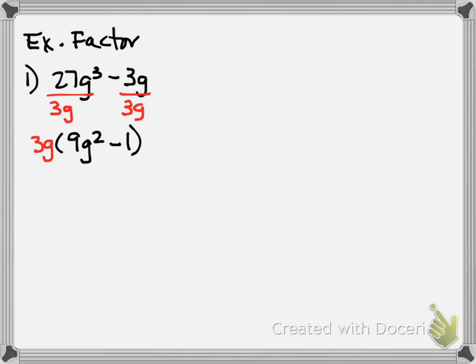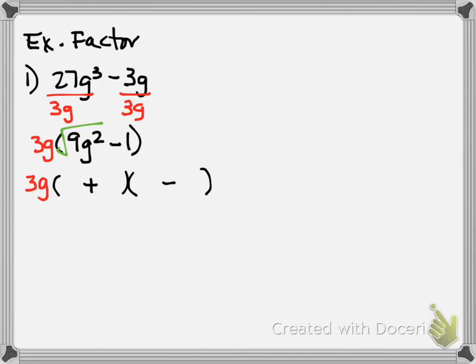So now I look at the binomial, the remainder, and ask, is that the difference of squares? And the answer is yes, it is. So out in front is the 3g. Then because I've said yes, I know I'm going to get two binomials. I know that one's going to be a sum and one is going to be a difference, so I can put in that frame. And now I get down to business.